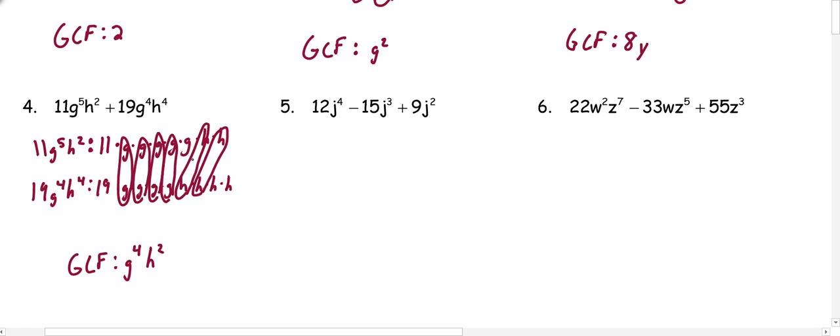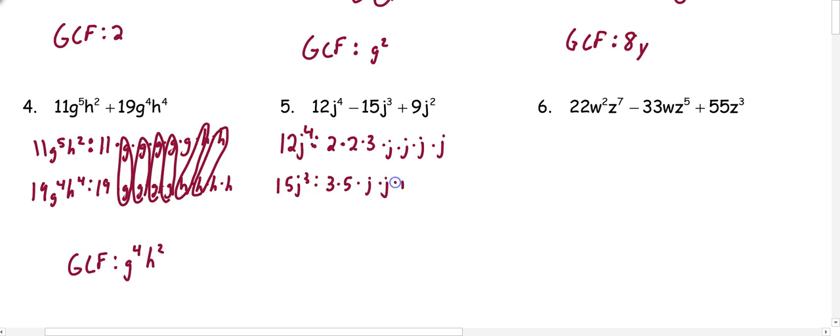Now in 5 and 6, there are 3 terms. We're going to still do the same thing we were doing. So 12j to the fourth. Two numbers that multiply to 12 are 2 and 6, but we're going to break 6 down into 2 and 3 because we want to get to our prime factors. And then we have j to the fourth, which means that we're going to have 4 j's. Then we have 15j to the third. Two numbers that multiply to 15 are 3 and 5. And then we have 3 j's.